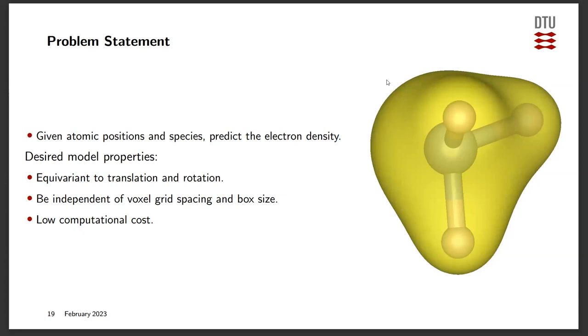So again, the problem is that given atomic positions and the atomic species, we predict the electron density around them. It should be equivariant to translation and rotation, meaning that if I rotate the molecule, the density should follow. We also want the model to be independent of the grid spacing and the simulation box size. For example, early attempts in this field used image convolution networks, but they work only on a specific grid. And the model should also be faster than DFT, otherwise it's a little bit useless.